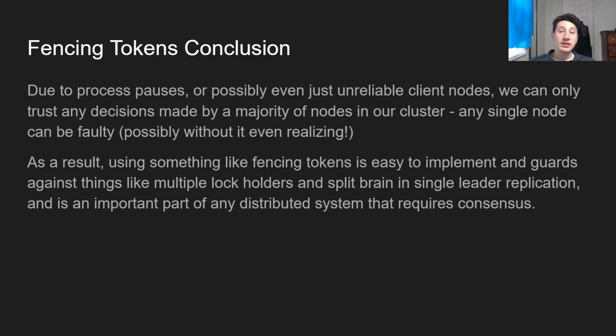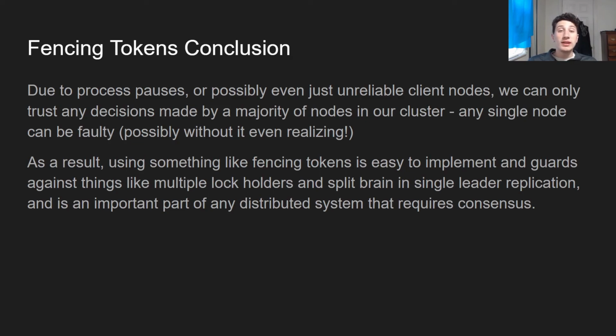As a result, fencing tokens are a very easy way to ensure that once a system has reached consensus, other nodes that are not sharing that consensus aren't allowed to operate in their old state. So basically, even if a single faulty node believes that it is this one thing, if consensus has deemed something else, then the single faulty node will no longer be allowed to operate as if it was still the chosen one or the leader or anything like that.